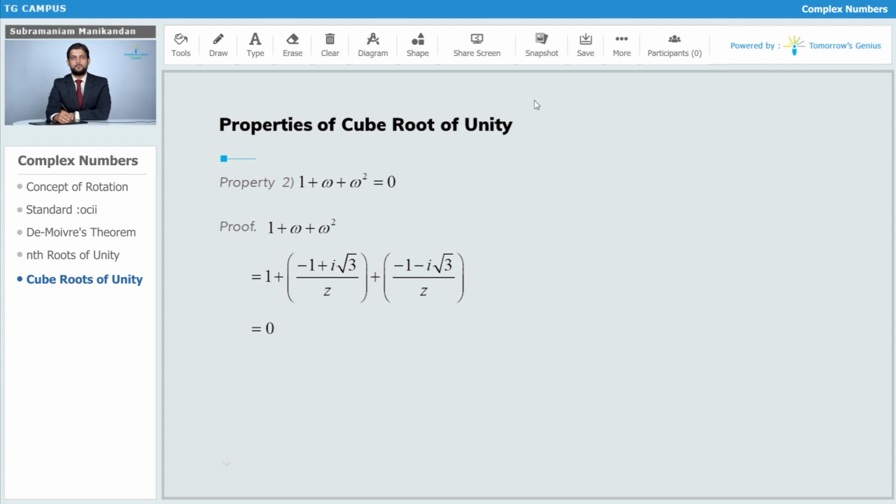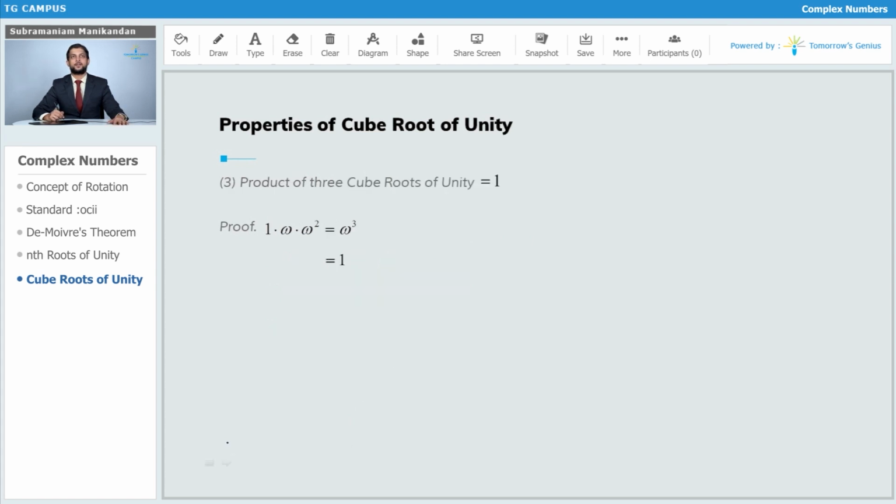Property 2 is that, as we have seen, the nth roots of unity also add up to 0. And so, as a special case, the cube roots of unity also add up to 0. Nothing much in it. You can just substitute the values of omega and omega square and verify that they mathematically or numerically add up to 0.